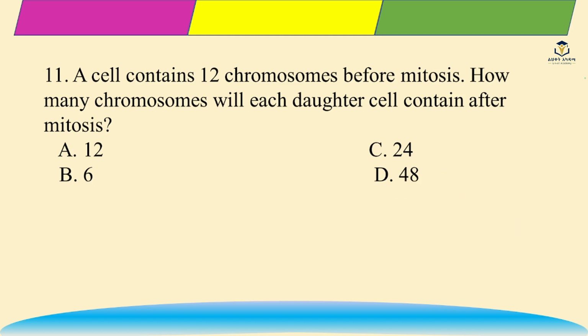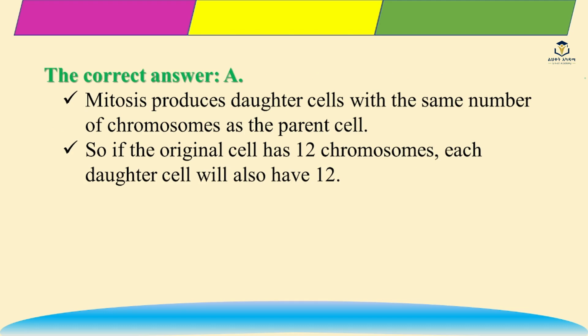Question 11. A cell contains 12 chromosomes before mitosis. How many chromosomes will each daughter cell contain after mitosis? A. 12. B. 6. C. 24. D. 48. The correct answer is A. 12. Mitosis produces daughter cells with the same number of chromosomes as the parent cell. So if the original cell has 12 chromosomes, each daughter cell will also have 12.